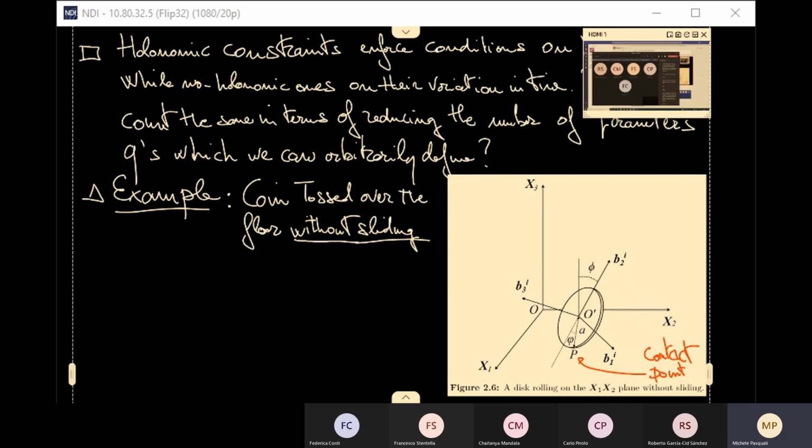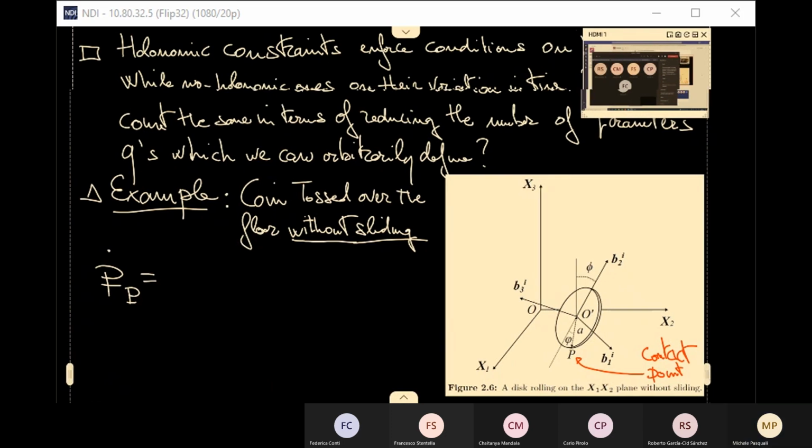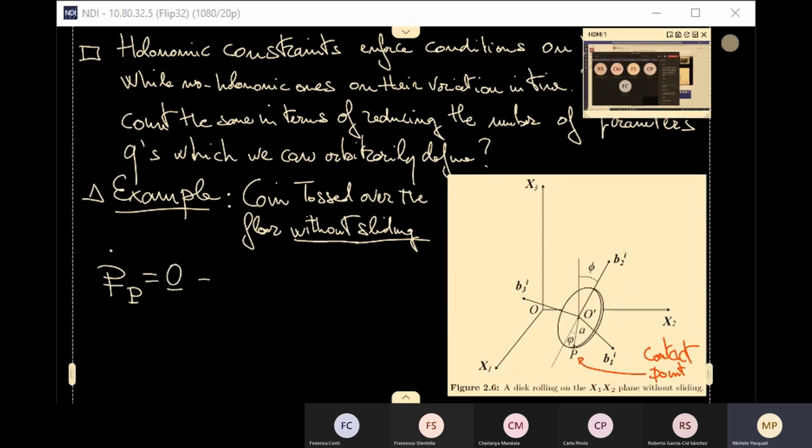So this means that we can write the following. The position vector of point P, dot, must be equal to 0. But we know how to write it.